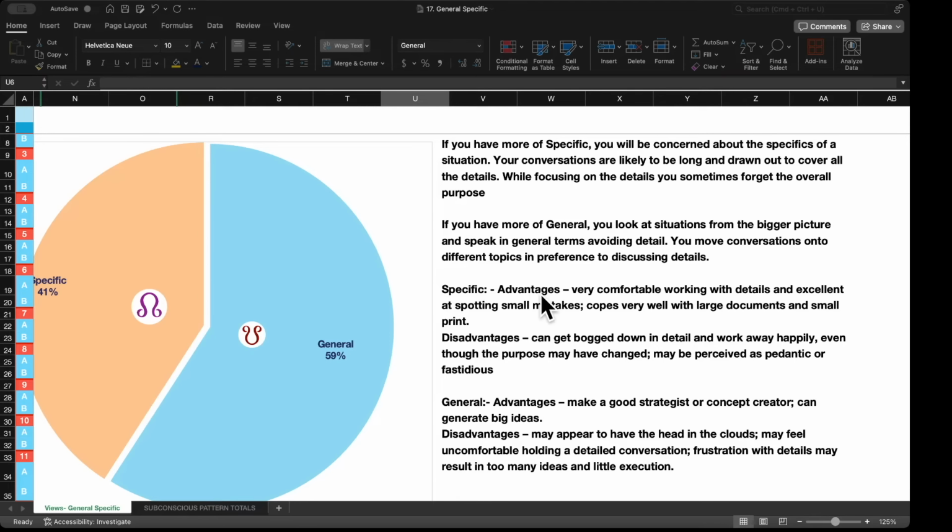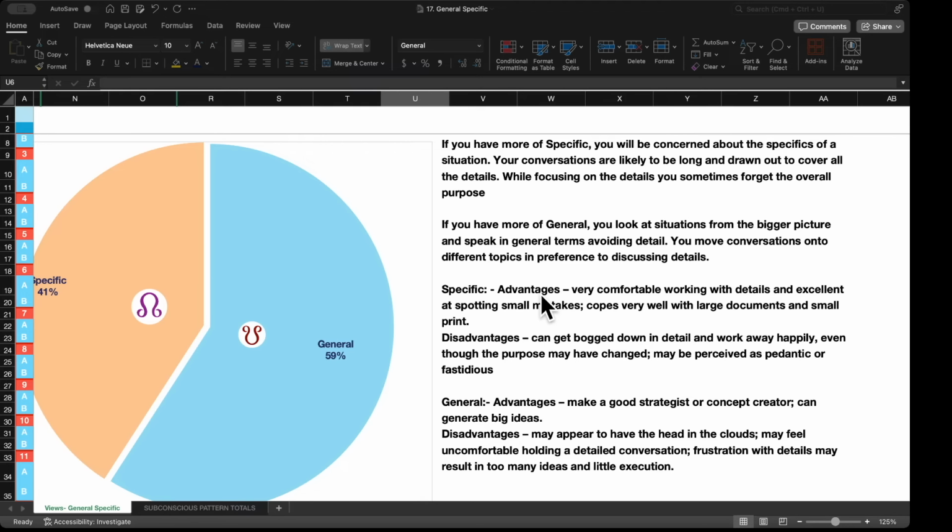The disadvantages, however, in case of general ones are, they may appear to have head in the clouds. They may feel uncomfortable holding a detailed conversation. Now, if you start narrowing down like a magnifying glass into a specific topic, they'll be like squirming in their seats, so to speak. It's like, nah, I don't want to go down that road. I just want to stay away in the general zone. Frustration with details may result in too many ideas and too little execution.